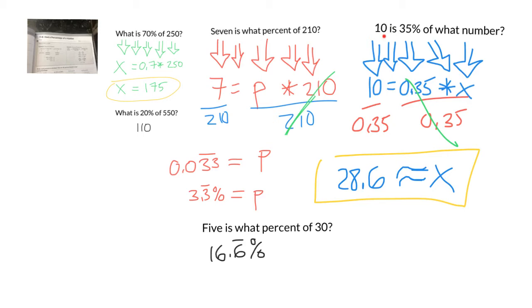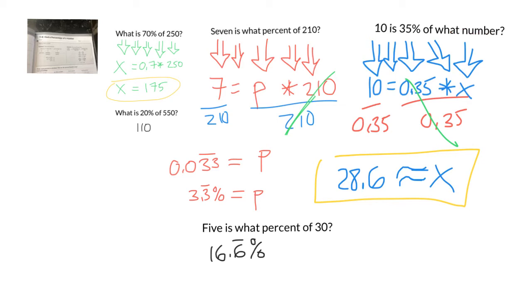So in other words, 10 happens to be 35% of 28.6. All right, notice that 28.6 is larger than 10, and that's how it should be, because if 10 is only 35% of some other number, well, this number should be larger.